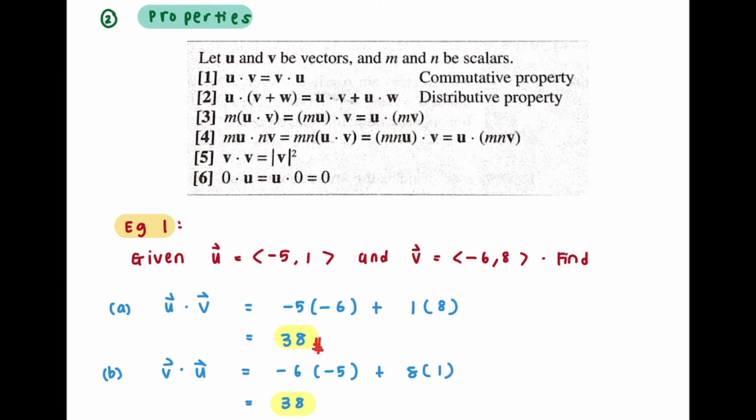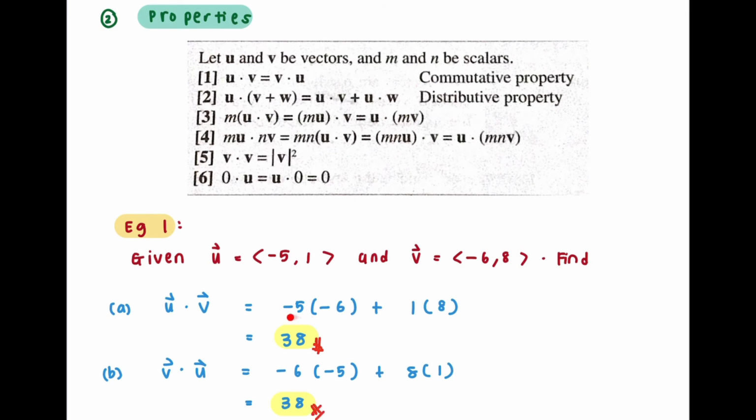Now let's see question B. They ask you for v dot u. Let's say you want to do it manually. v dot u is just the i components multiplied together, negative 6 times negative 5, added up with 8 times 1. So the answer is 38.